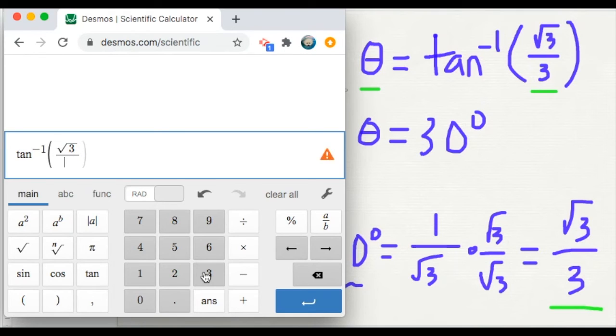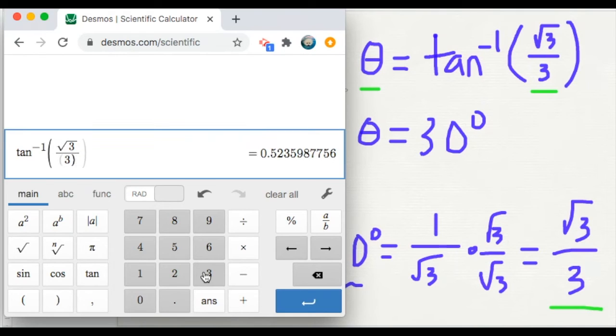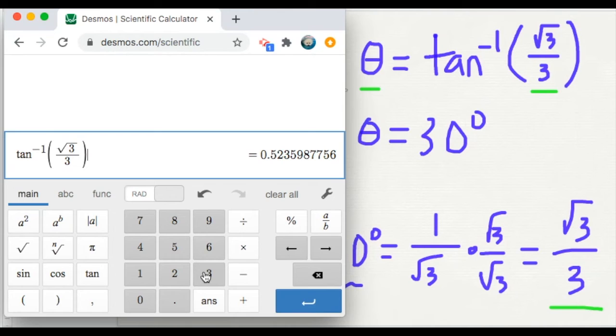But if you look here, you can see that our answer isn't 30 degrees. That's because on my calculator, I forgot to click degrees. I left it in radians. So make sure you check if you're using degrees or radians depending on the problem and depending what you need your answer to be.